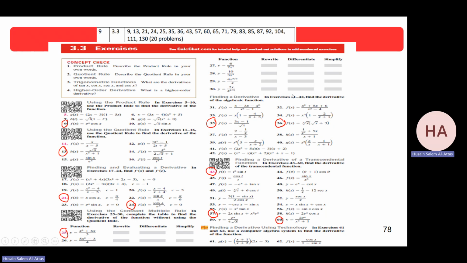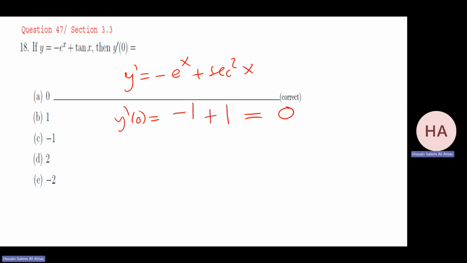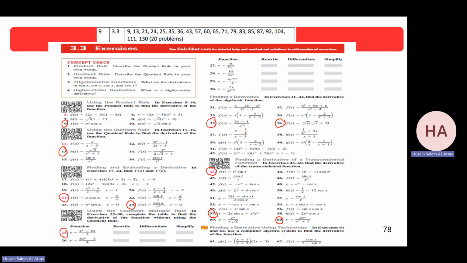Inshallah, we'll continue doing this section 3.3, which is about the product and quotient rules and higher order derivatives. After I finish these old exams, now I will move to the exercises in the book. I will go over the suggested problems and some other problems. Try to do it one by one.